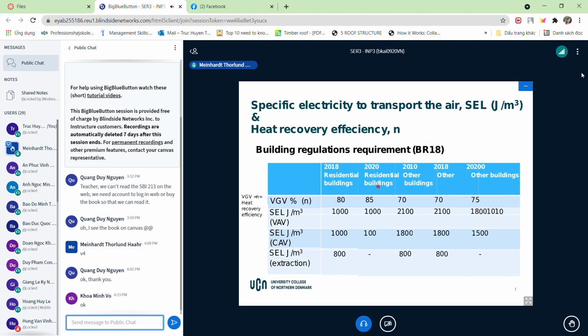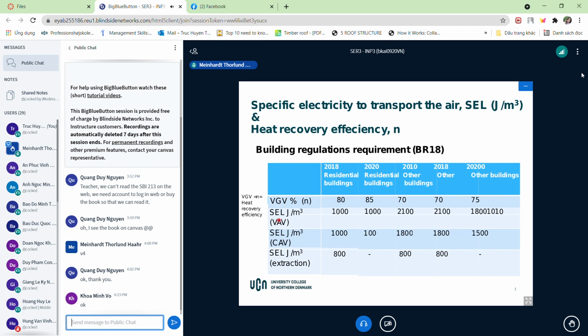Okay, so this is for residential buildings, for public buildings basically. GGB, the recovery factor, is the minimum requirement, so often it will be higher, 70 or 75 percent.